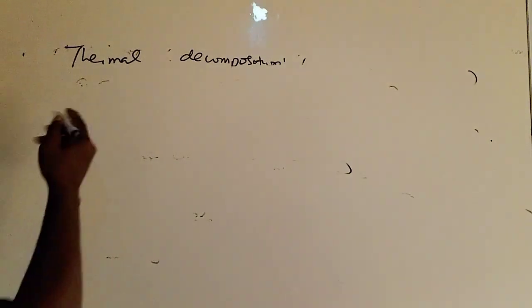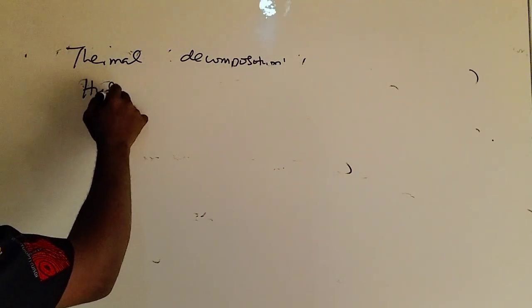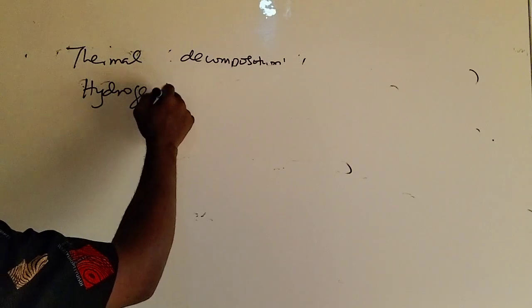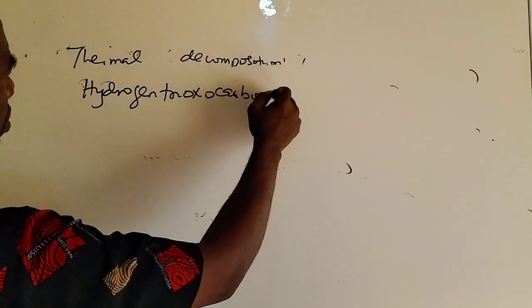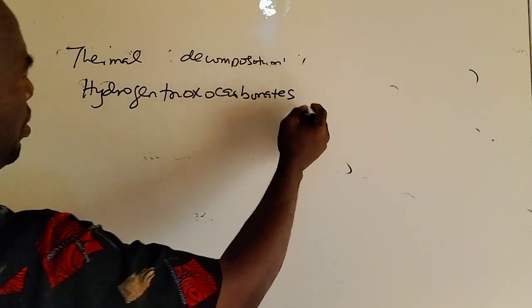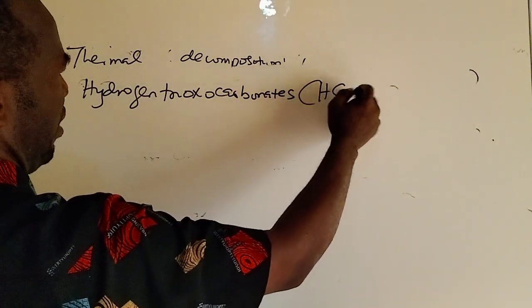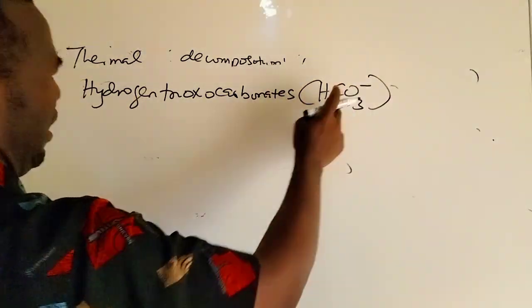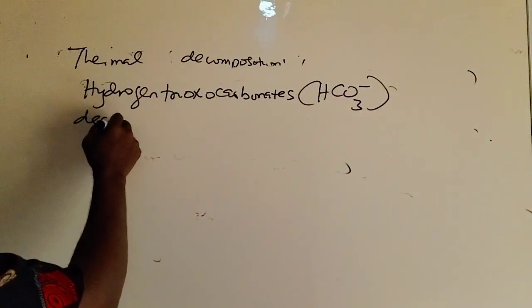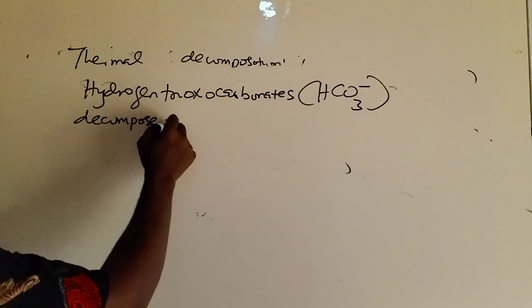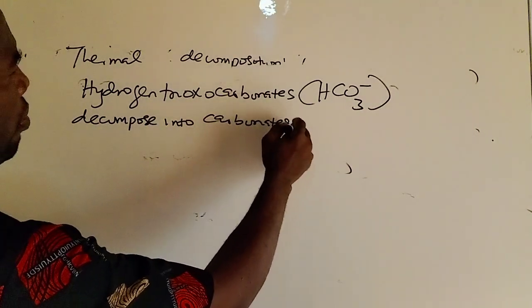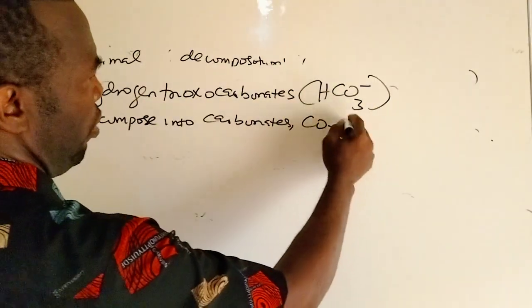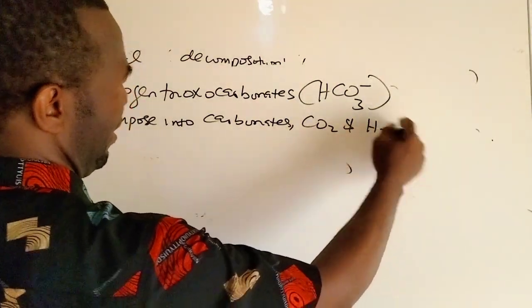Hydrogen carbonates, the salts that carry the ion hydrogen trioxocarbonate(IV), you can call them bicarbonates. Carbonates have this as the radical. When you join it to a metal, you now form the salt. Any metal hydrogen carbonate decomposes into carbonate, CO2 and water. It does not matter the metal that is there.